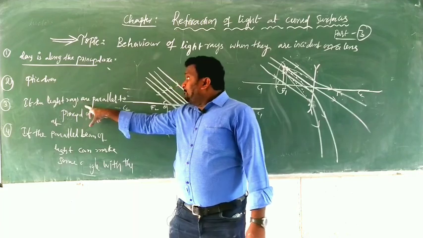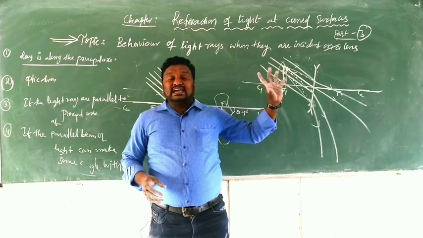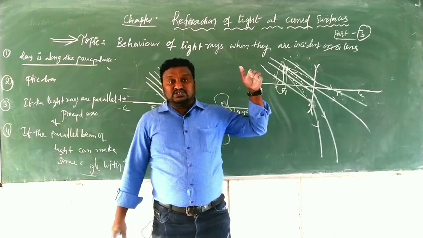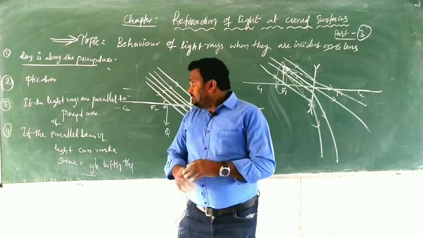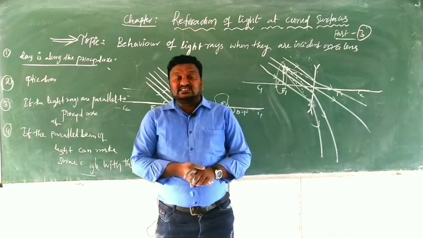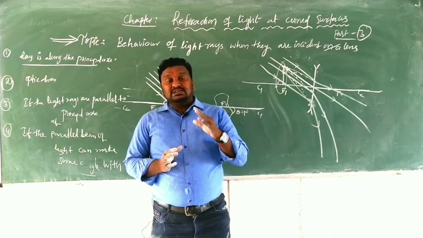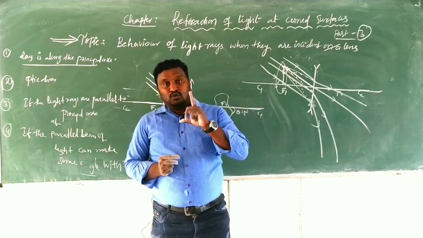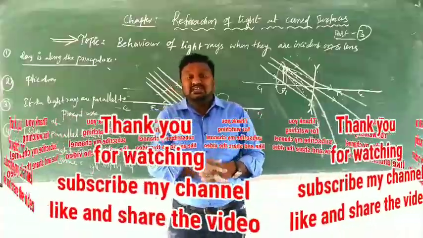And if the light rays are parallel to the principal axis, after refraction they should meet at the focal point. For a convex lens, they converge to the focal point. For a concave lens, they diverge from the focal point. And the fourth one: if the parallel beam of light makes some angle with the principal axis, then for a convex lens the refracted rays must meet at a point in the focal plane, and for a concave lens, from a point in the focal plane the light seems to diverge.